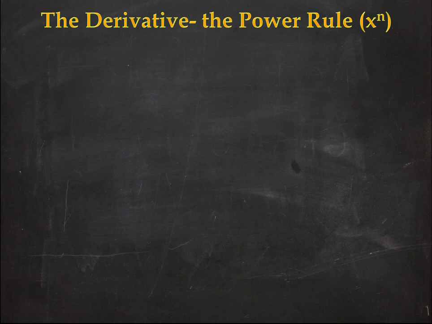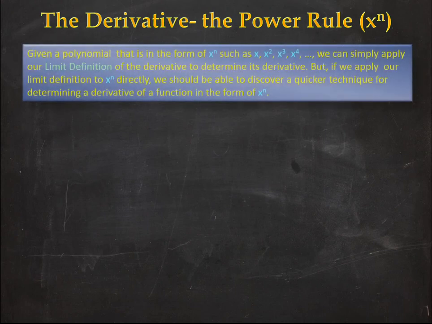And today's topic is investigating the derivative of a function that's in the form of x to the n. This is called the power rule. Now what we're looking for is a shortcut method of doing the derivative of any term in a polynomial that's written in the form of x to the n. That is x, or maybe x squared, or x cubed, or x to 115.